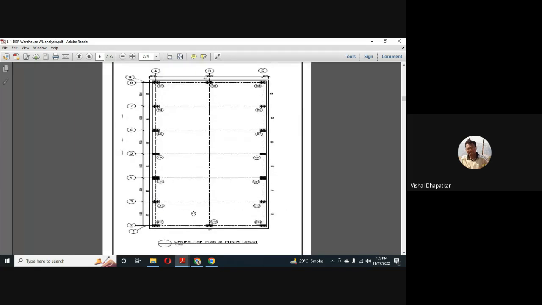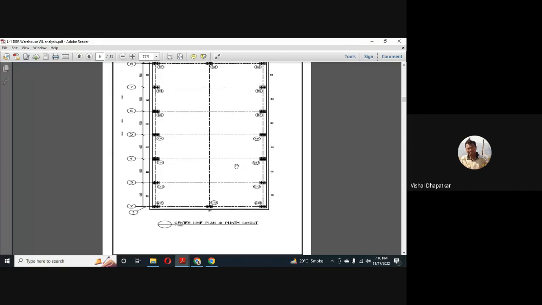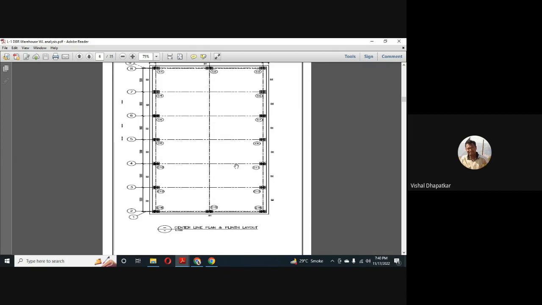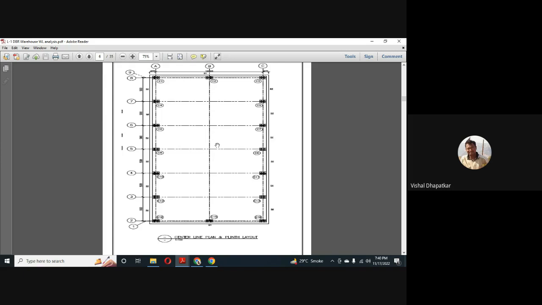So when we are planning for this structure, we have to check the span and its height, so that we can have a proper bracing arrangement, so that the angle should not exceed more than 45 degrees.